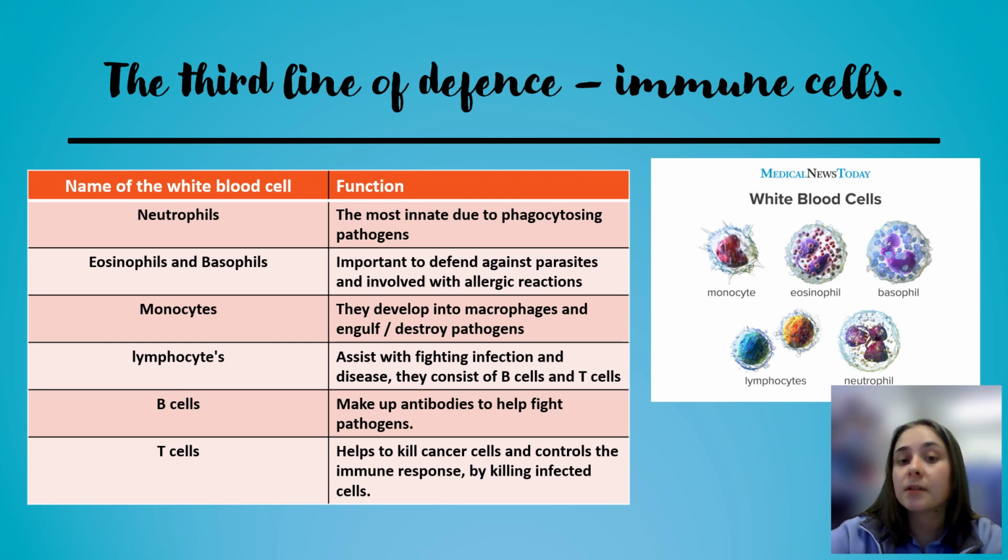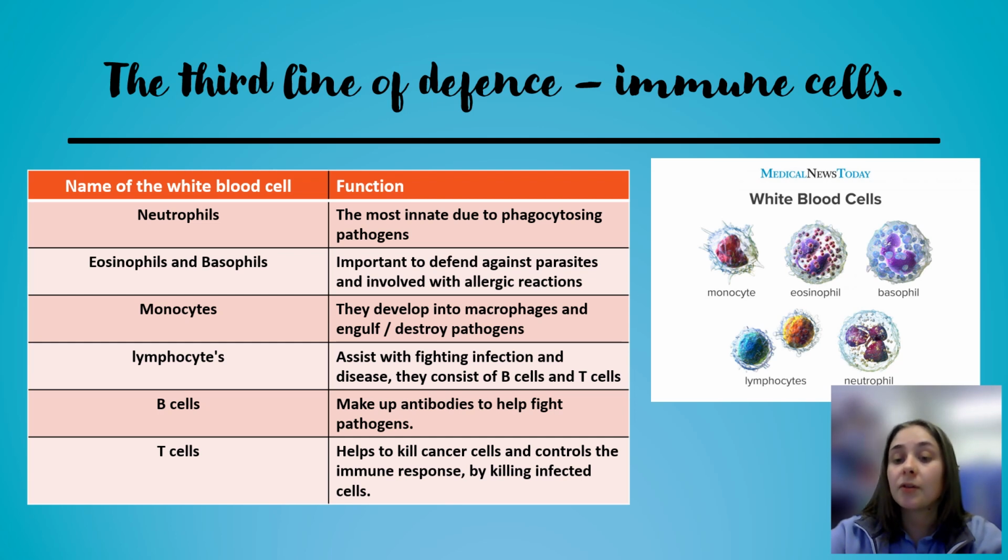These are important to defend against parasites and are involved with allergic reactions. Monocytes help to develop into macrophages, which then enables them to engulf and destroy pathogens. Lymphocytes link into the B cells and T cells, which I will go on to explain. These assist with fighting infections and disease, and they consist of the B cells and T cells.